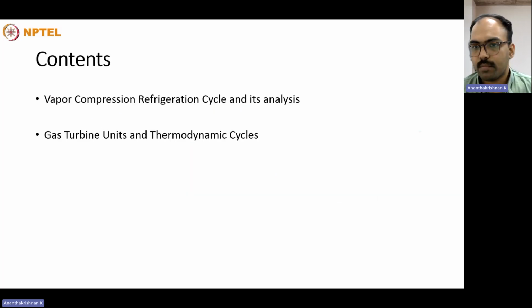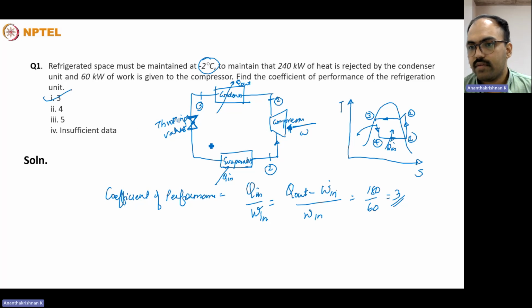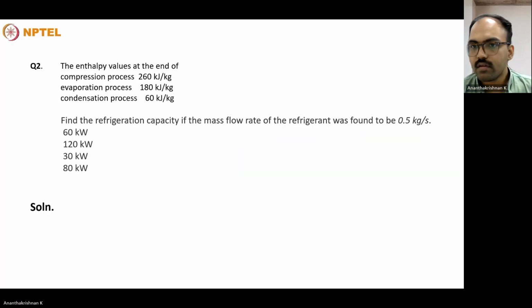It's a straightforward problem for using the vapor compression system cycle. Look into the second problem. I'll also try to solve it in a minute.